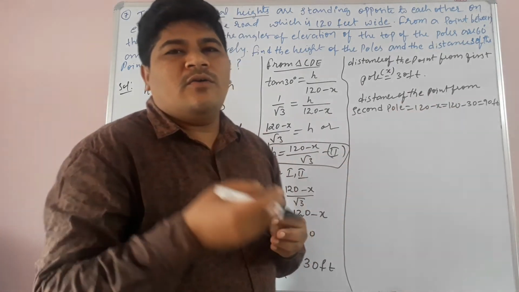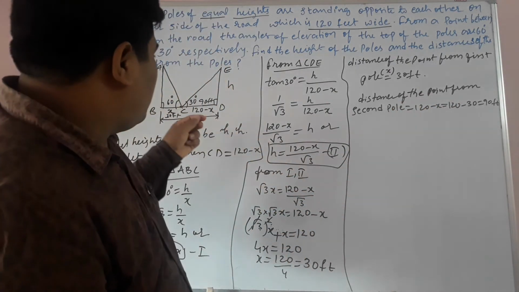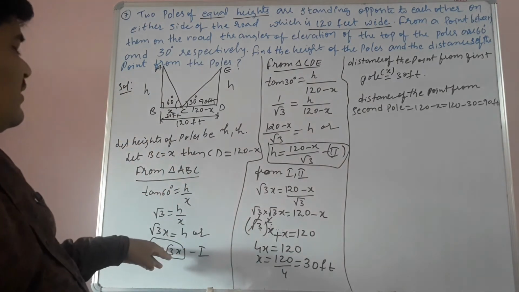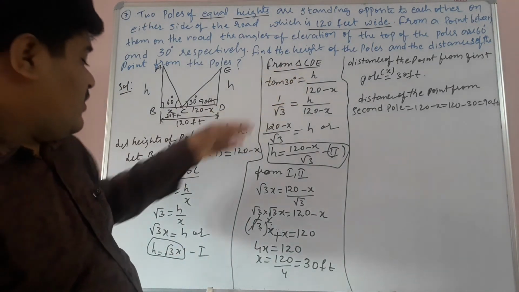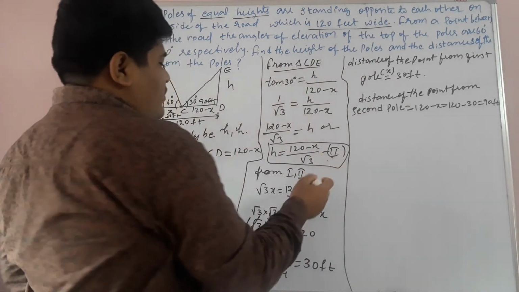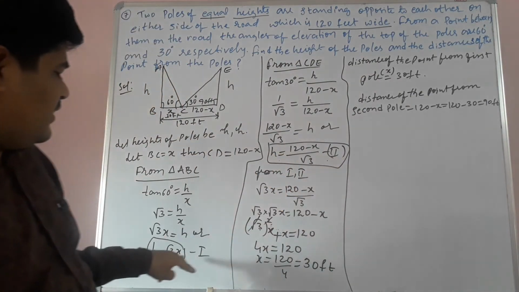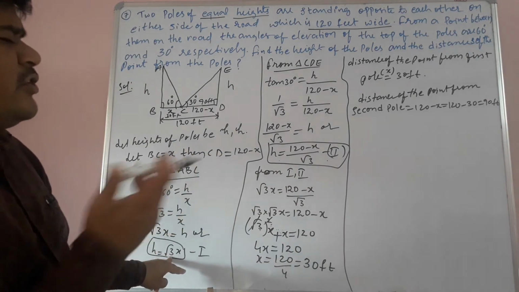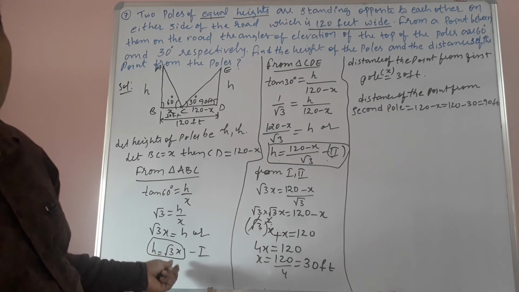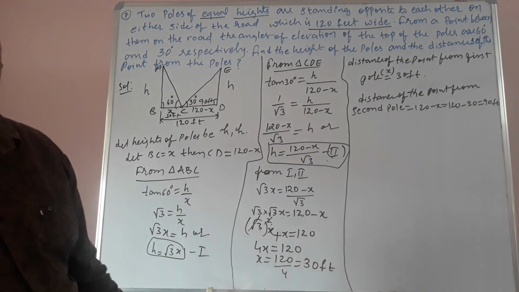Now come to the last point, height of the poles. So children, both are having the same height, right? This is also equal to h, this is also equal to h. So here also we can get the h, or else here also you can get the h. So the x value you know, you can substitute here or here. This equation is very simple, so it's better to substitute in this equation.